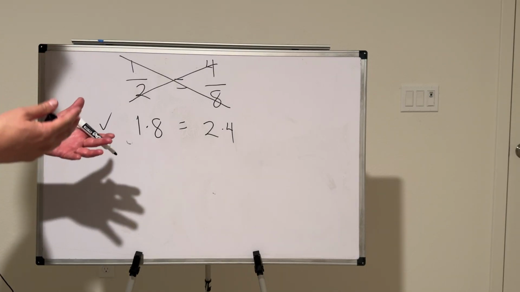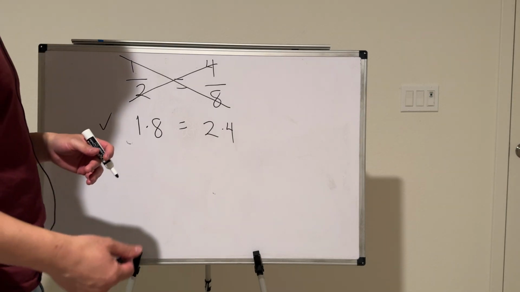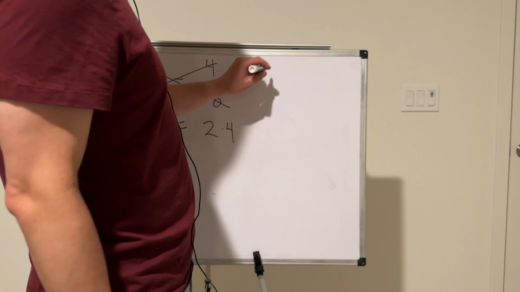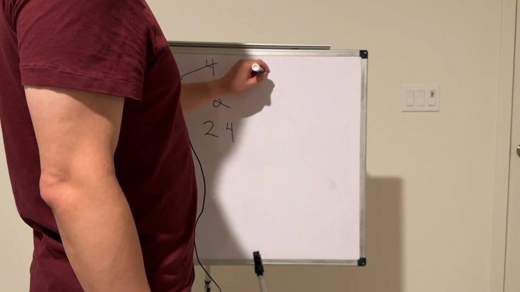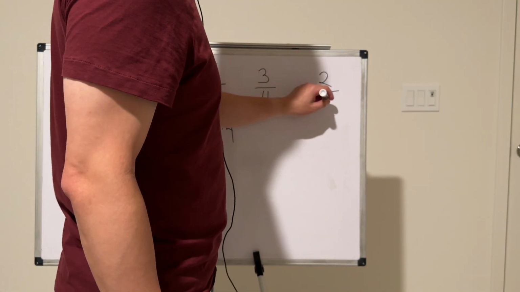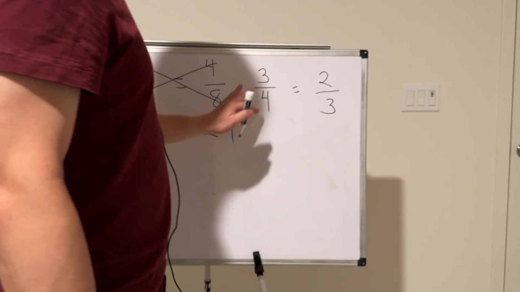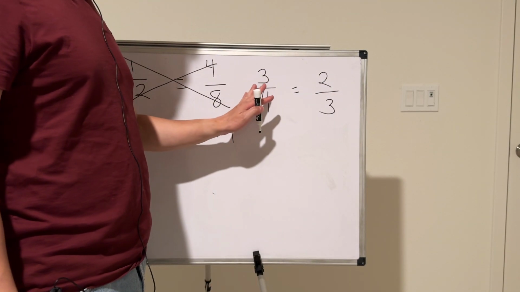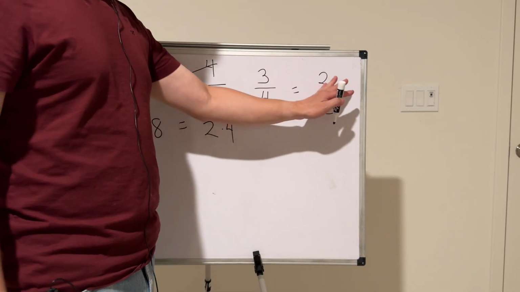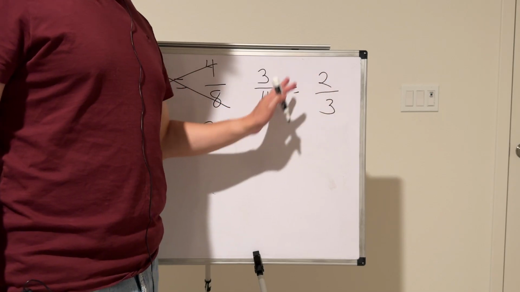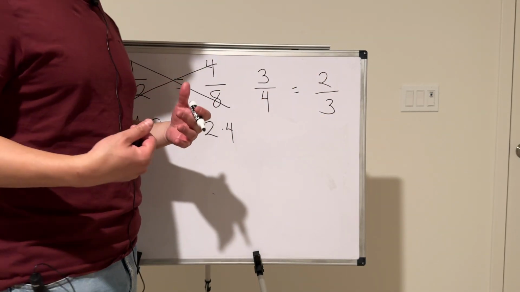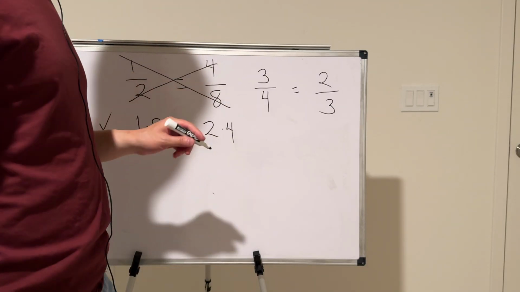So, for example, let's set two things that are not equal to one another and see what happens when we cross multiply. If I do something like 3/4 and 2/3, 3/4 is about 75%. 2/3 is about 66.7%. So these are not supposed to be equal. But let's see what happens when we mistakenly think that they are and we try to cross multiply.